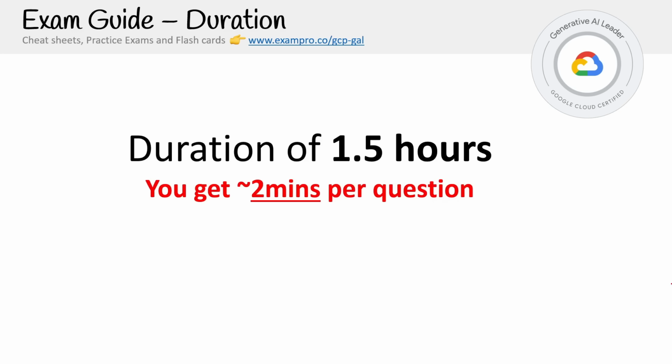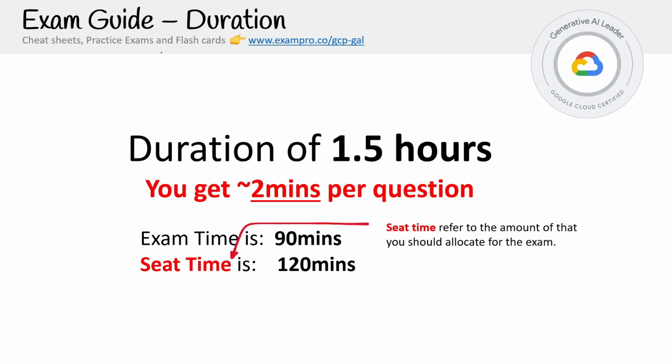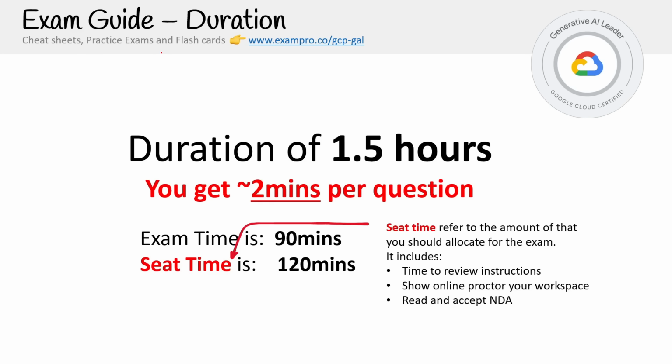You only get 1.5 hours. So normally they give you 2 hours, but they only give you 1.5 on this. So I say about 2 minutes per question, but it's probably less than that. But again, you'll finish this very, very quickly. The exam time is 90 minutes, it's 1.5 hours. There's a buffer of 30 minutes, so you can review the instructions, show the online proctor your workspace, read and accept the NDA, and complete the exam.